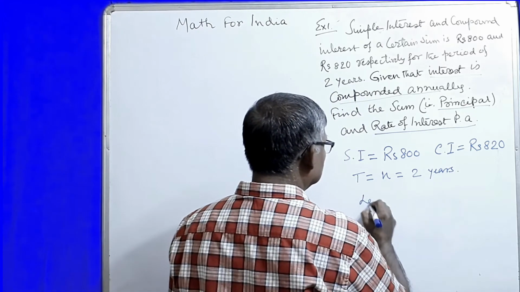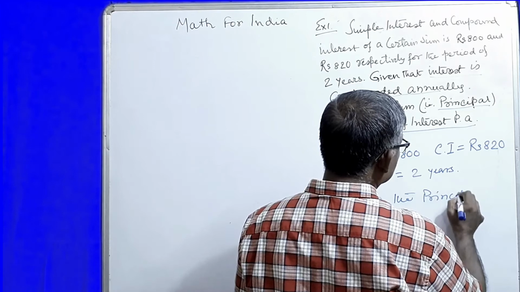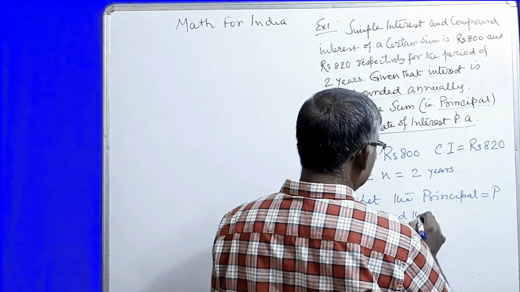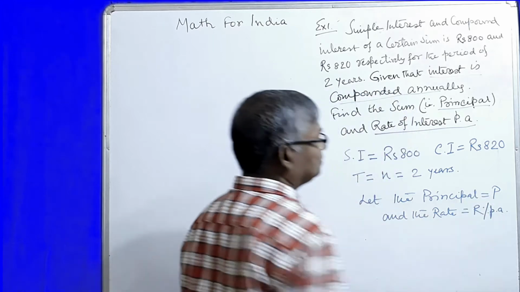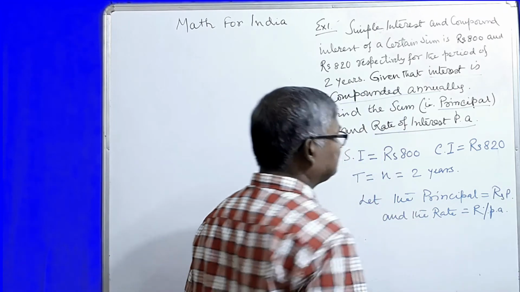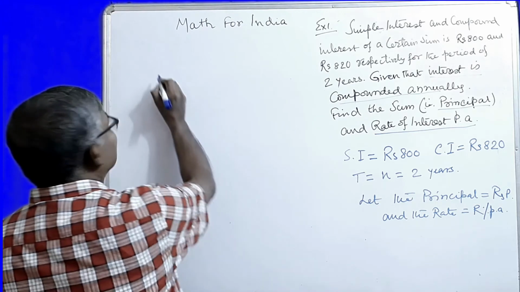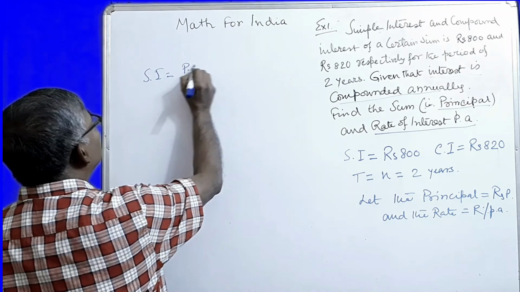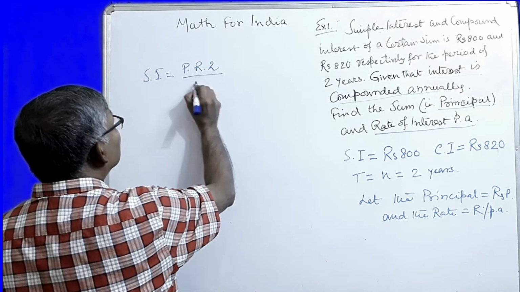Let the principal equal P and the rate equal to R% per annum and principal is rupees P. So we can calculate SI equal to P into R into T, here T is 2, by 100.